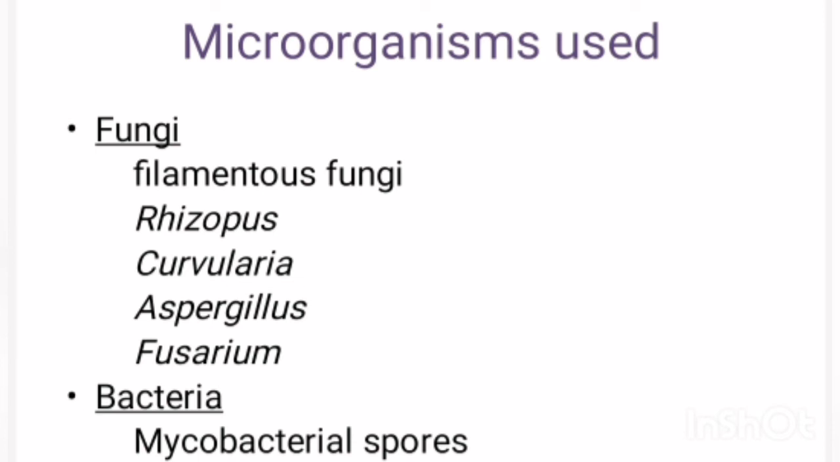There are different microorganisms used for the fermentation process. Fungi and bacteria are mainly used. Fungi include filamentous fungi, Rhizopus, Curvularia, Aspergillus and Fusarium. And one of the examples for the bacteria used for the fermentation is mycobacterial spores.